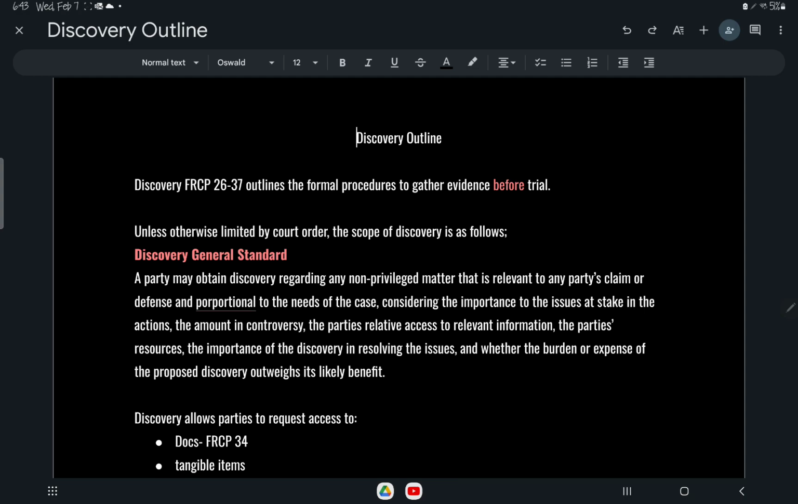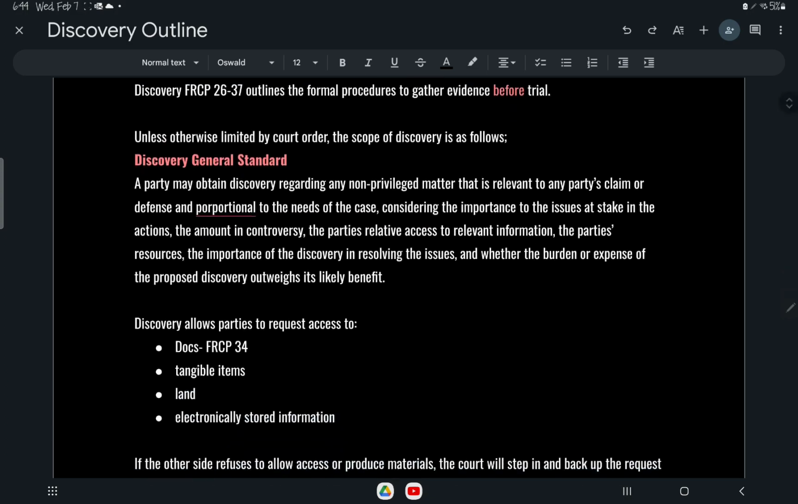A party may obtain discovery regarding any non-privileged matter that is relevant to any party's claim or defense and proportional to the needs of the case, considering the importance to the issues at stake in the action, the amount in controversy, the party's relative access to relevant information, the party's resources, the importance of the discovery in resolving the issues, and whether the burden or expense of the proposed discovery outweighs its likely benefit.